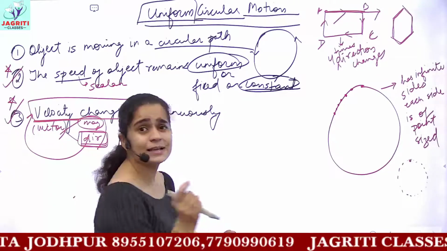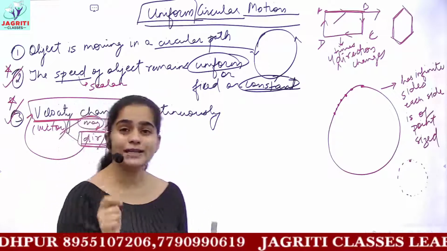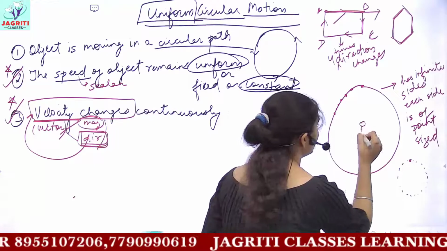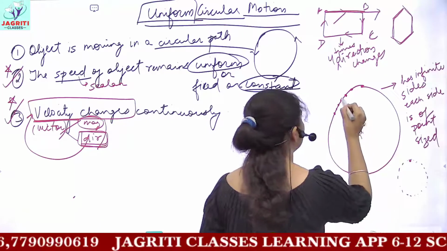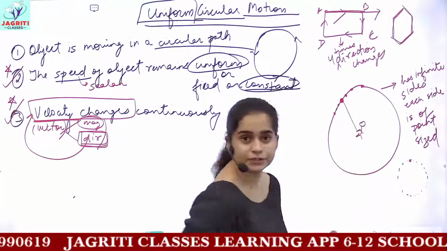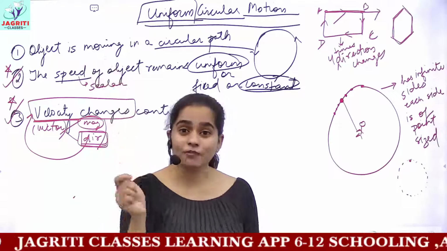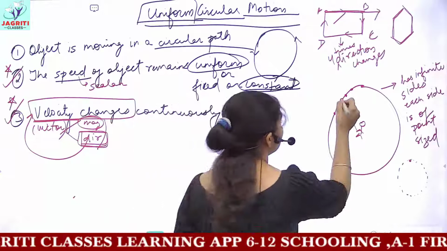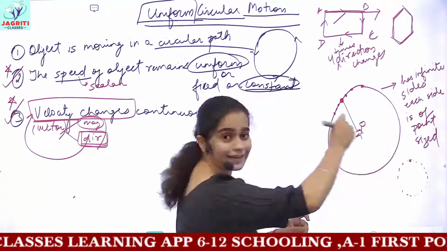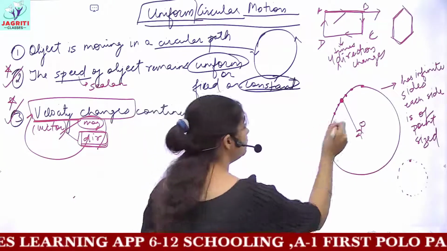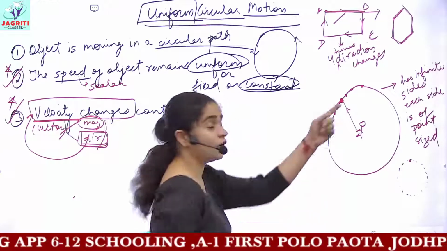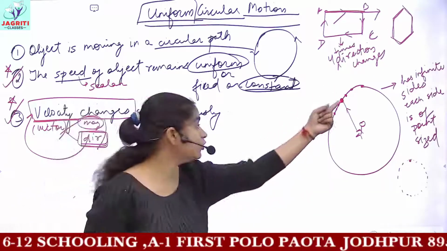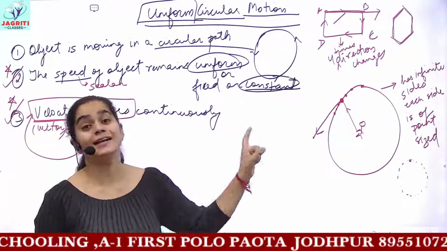There is also one example given where a boy is standing. Consider a boy standing at the center of this circle, and he has a rope with a stone tied to it. And he is just revolving the stone. Once he releases it, if the boy releases the stone at this point, the stone will travel in a straight tangential direction.